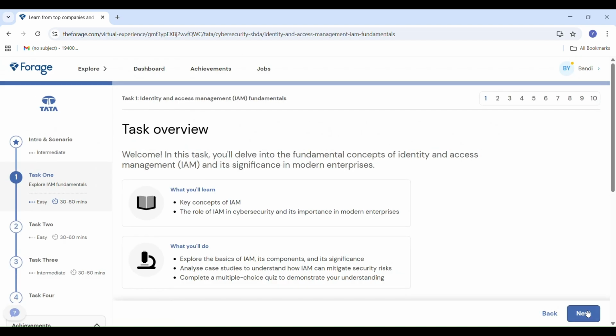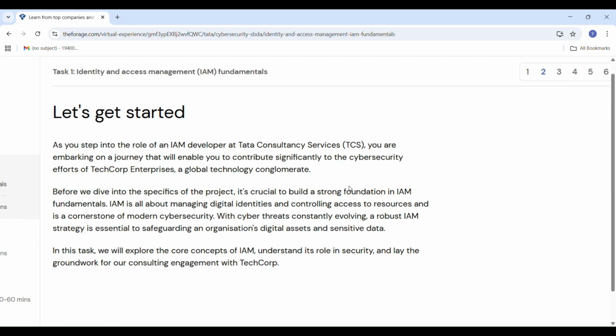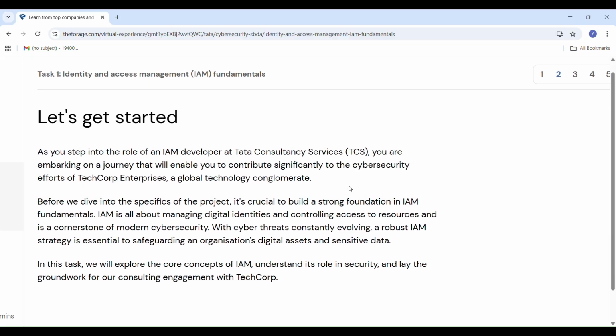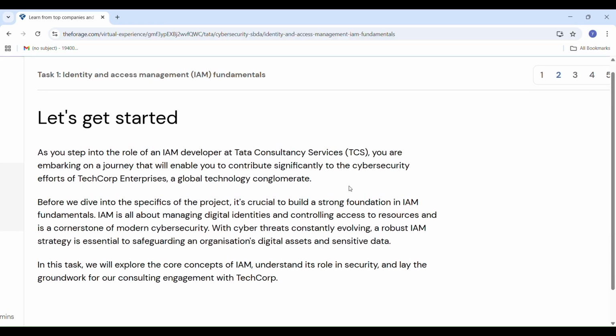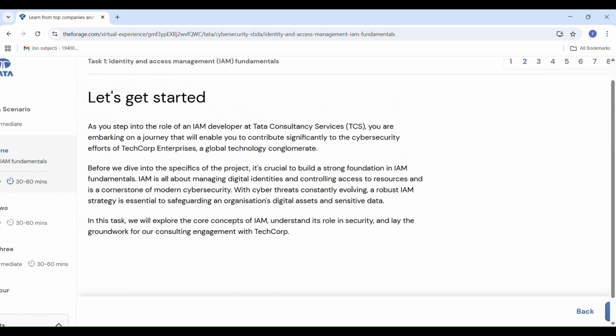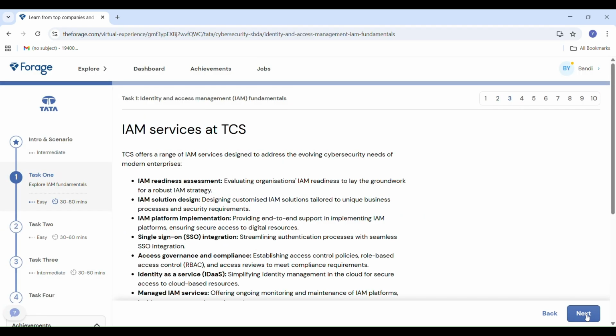Slide 2: we take the role of an IAM developer at TCS, and our goal is to help a company called TechCorp with their cybersecurity. Before starting the project, we must understand IAM basics, and IAM means managing digital identities and giving correct access to the right people. It is a very important part of cybersecurity because it helps protect a company's data from cyber attacks. In this task, we will learn the main concepts of IAM, why it is important, and how it helps companies to stay secure. In slide 3, they mention their services.